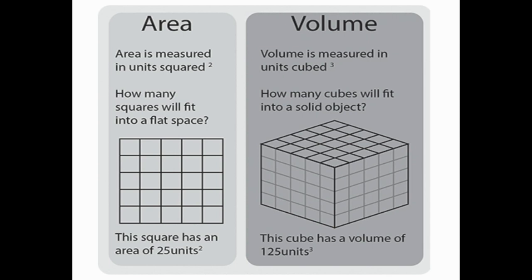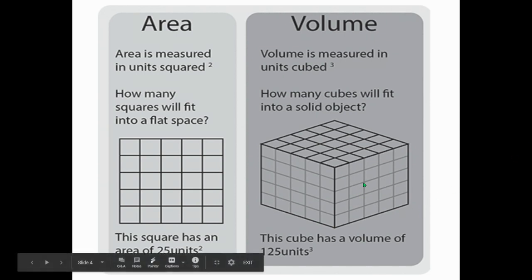Volume is measured in units cubed. That's the little 3. So how many cubes will fit into a solid object? So it's like you're stacking the paper. So this cube has a volume of 125 units. So it's like you stacked 1, 2, 3, 4, 5 sheets of paper.